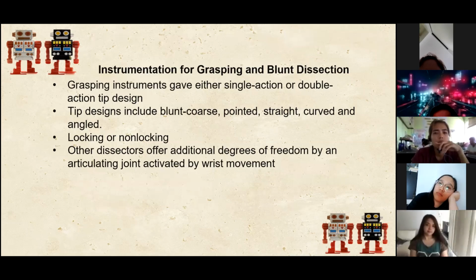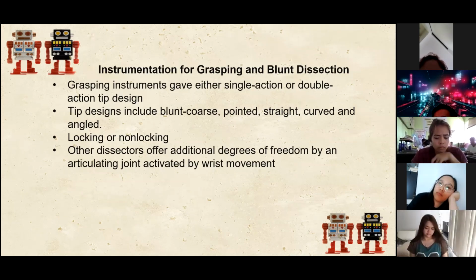So for your instruments for grasping and blunt dissection, grasping instruments have either single action, wherein one jaw moves, or double action, wherein both jaws move. And tip designs include blunt, coarse, pointed, straight, curved, and angled. Depending on the handle, grasping instruments may be locking or non-locking.